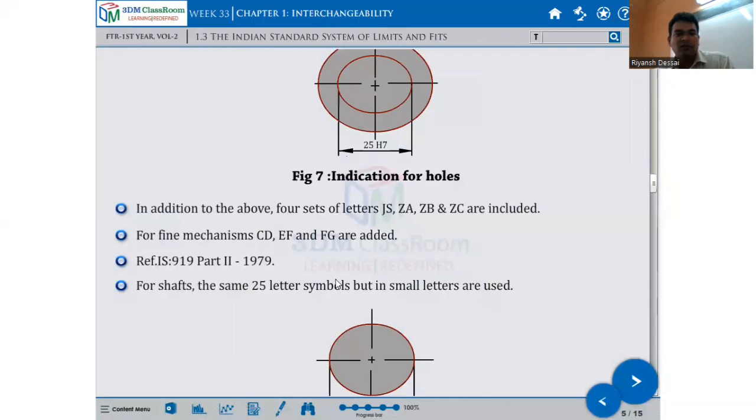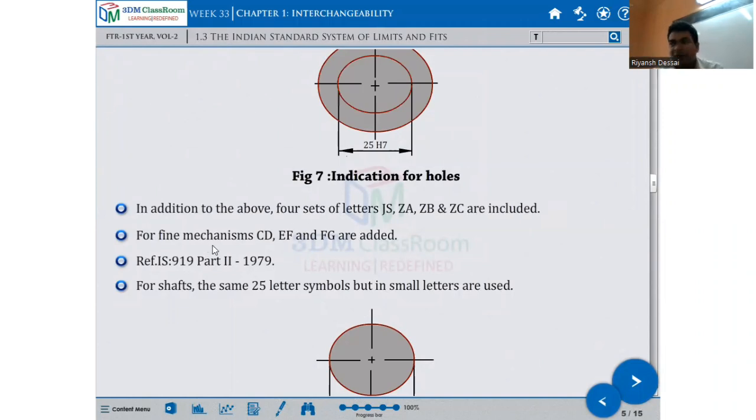Next, see the net. In addition to the above, four sets of letters, that is JS, ZA, ZB, and ZC, are included. These are the additional letters. In addition, there are four sets of letters, that is JS, ZA, ZB, and ZC included. Total 25.